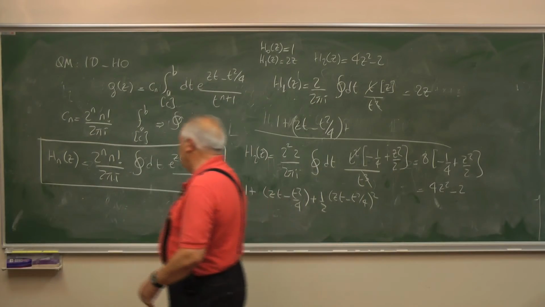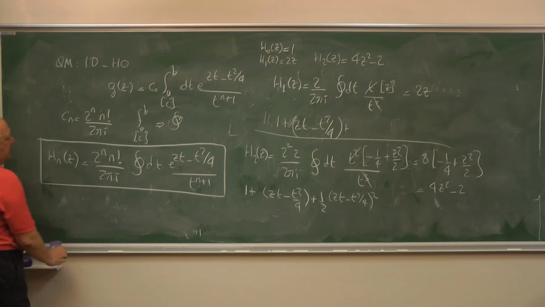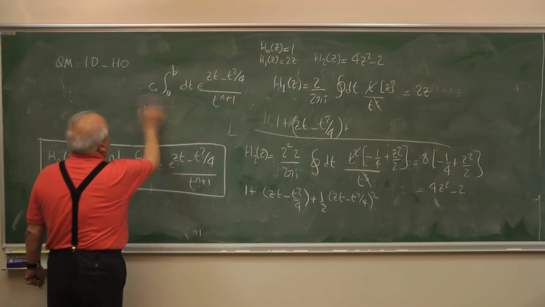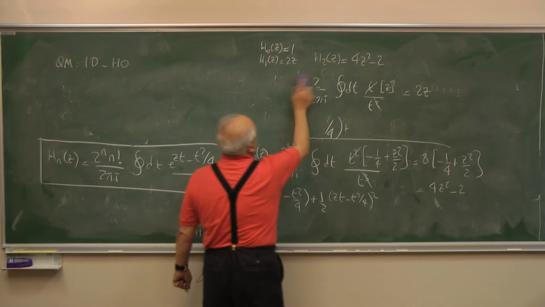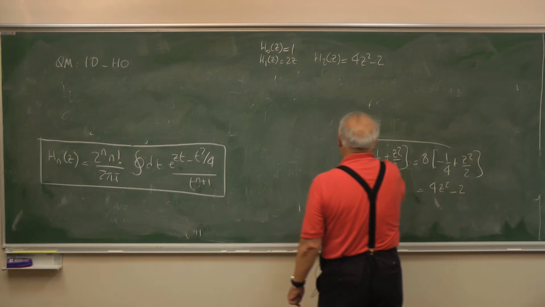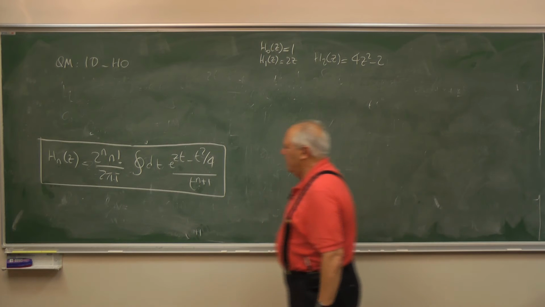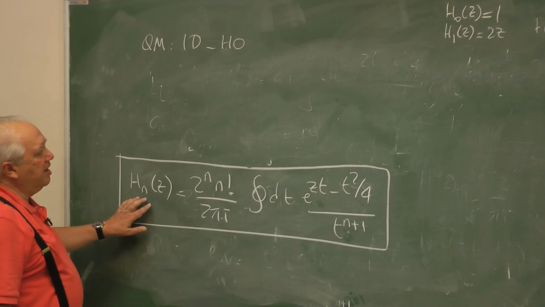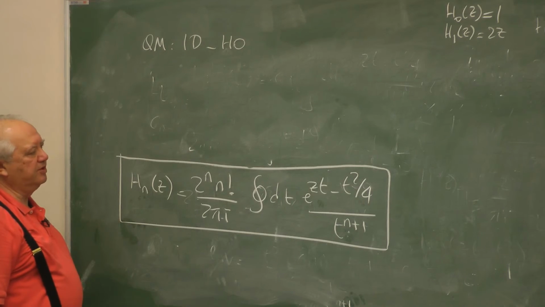Of course, we can continue, we can write general formulas for general n, but that's not needed, okay? All right, so I'm erasing this part. So the integral representation of the Hermite polynomial is ideal to derive a generating function for the Hermite polynomials.